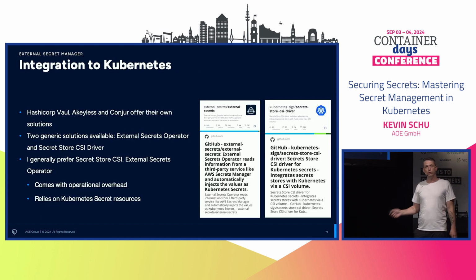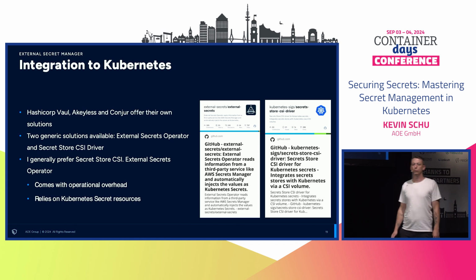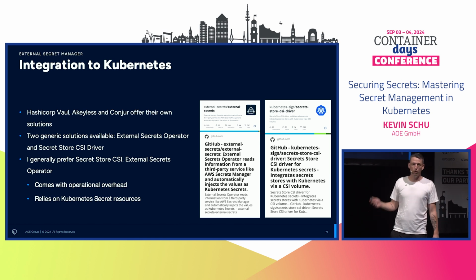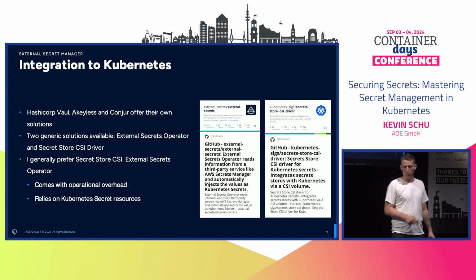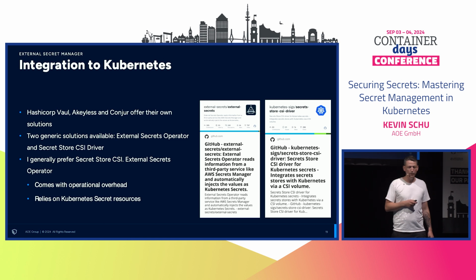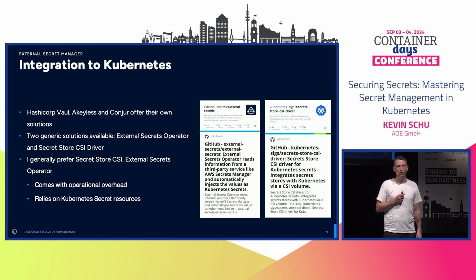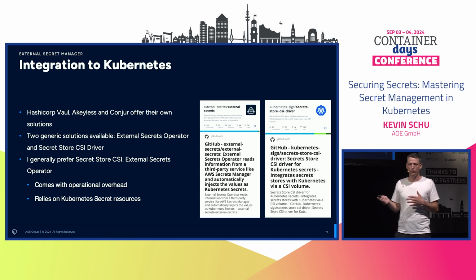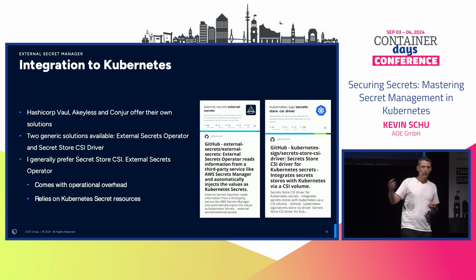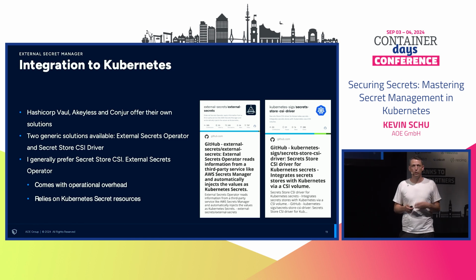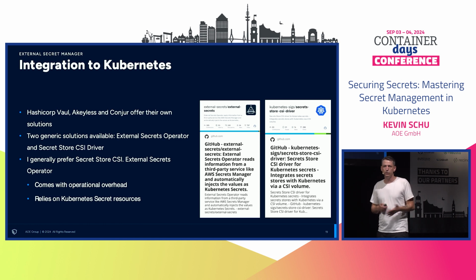But the question is, how do I use that external secret manager in my Kubernetes? And of course, all those tools have their own implementation to integrate into Kubernetes. But there are two generic solutions. They have the advantage that you abstract the way you work with the external secret manager from your Kubernetes. So you can change the external secret manager, and it gives you much more flexibility.